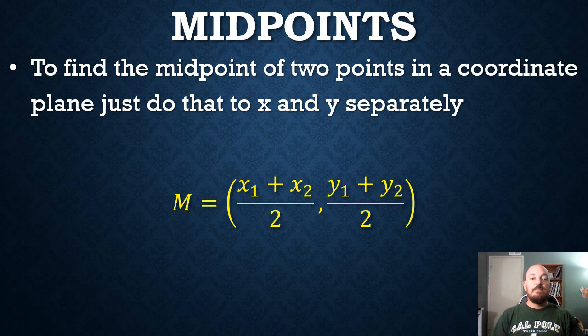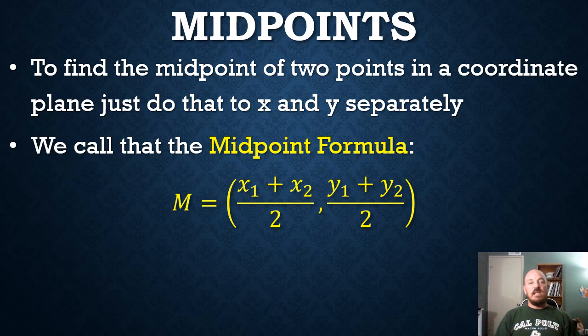So let's say we want to find the midpoint of 2 points in a coordinate plane, just like we did with distance formula yesterday. So we have 2 points, x1, y1, and x2, y2. What we're going to do is use the concept we just talked about, but do the x's and y's separately. And that's what we call the midpoint formula, which was already on the screen. Accidentally, it wasn't supposed to pop up yet, but there it is.